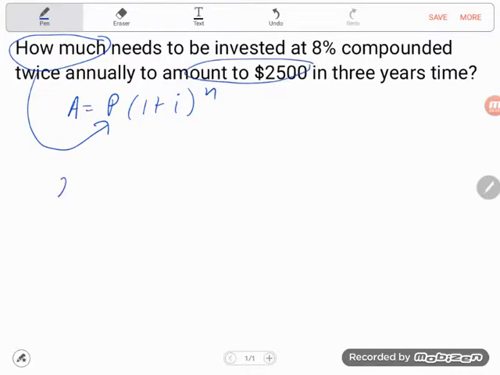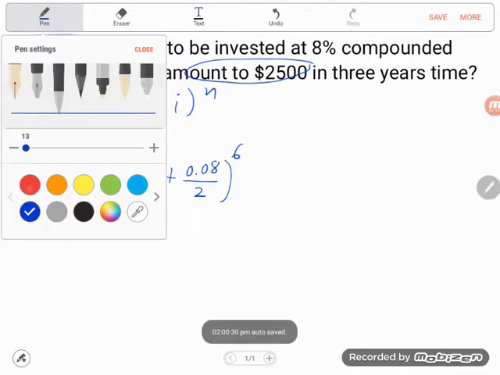So when we put this in, we put 2,500 where the final amount is, equals P times 1 plus, okay, we've got 8%, 0.08, compounding twice annually, so we divide that by 2, and this is in 3 years' time. So 3 years, twice annually, 3 by 2 is 6. That's our n value. Now, what we want is to make P the subject of the equation.